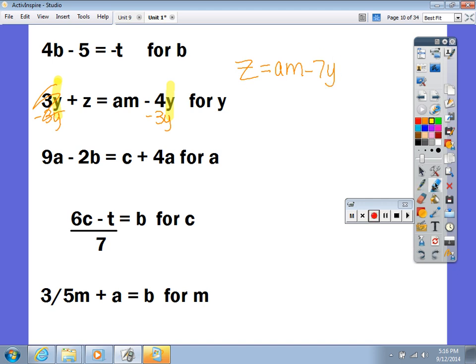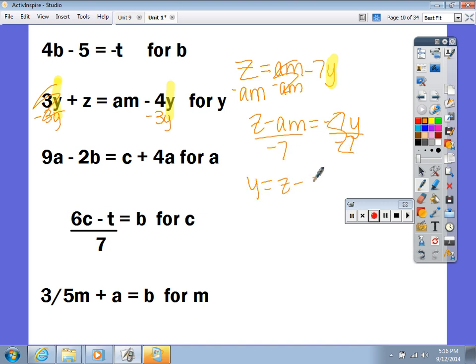And you still want y by itself. So who has to leave? am. So I'm going to minus am, minus am. And I get z minus am equals negative 7y. Then divide by negative 7. So y equals z minus am over negative 7. And that's your final answer. I have some other ones for you to try. This problem is going to work the same way as this one if you want to try it.